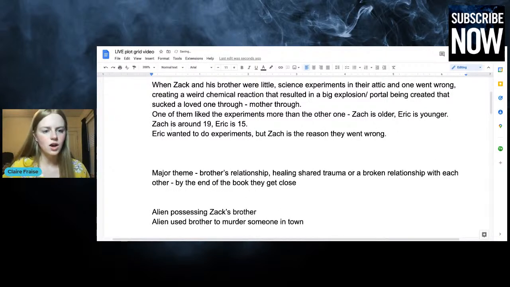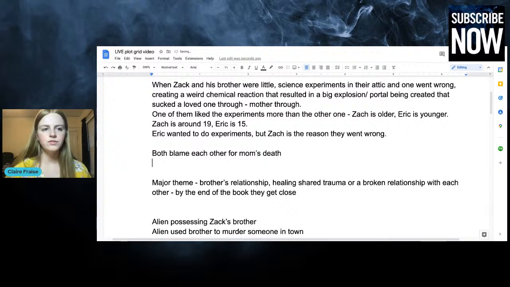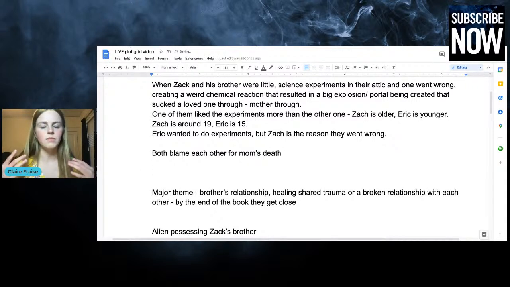So the reason that they don't talk now is because both blame each other for Mom's death. In order for them to overcome that, which is going to be the arc of this story, both of them have to learn either how to forgive each other or that it's neither of their faults. It was just a horrible accident, but being angry at each other forever is only going to do harm and not do any good. So that's going to be the general arc of the story, and that's where they have to end up.